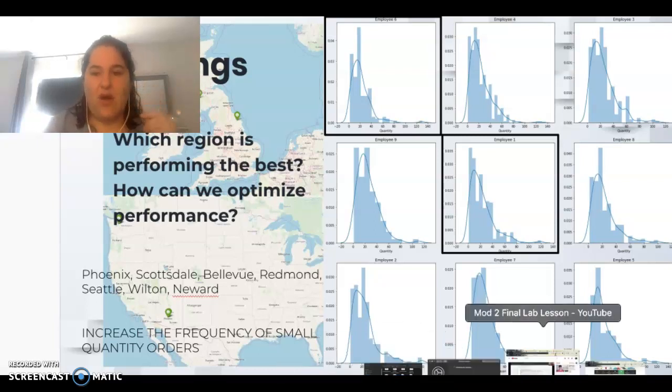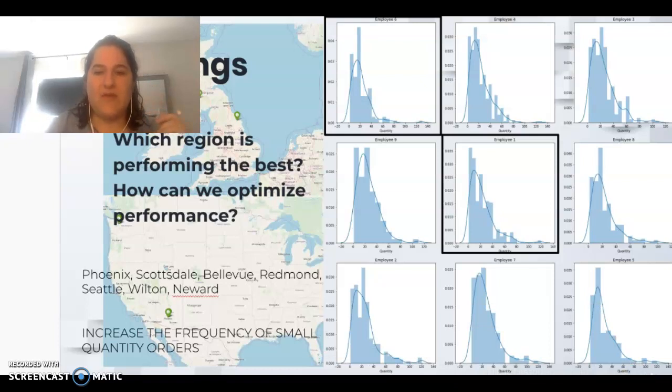And so you can see all of the employee performance here in the graphs on the right. And what I want to focus in on are these two graphs that are boxed in. So these two employees actually have increased orders with low number of items on them. So my suggestion would be to somehow incorporate increasing the frequency of small quantity orders.